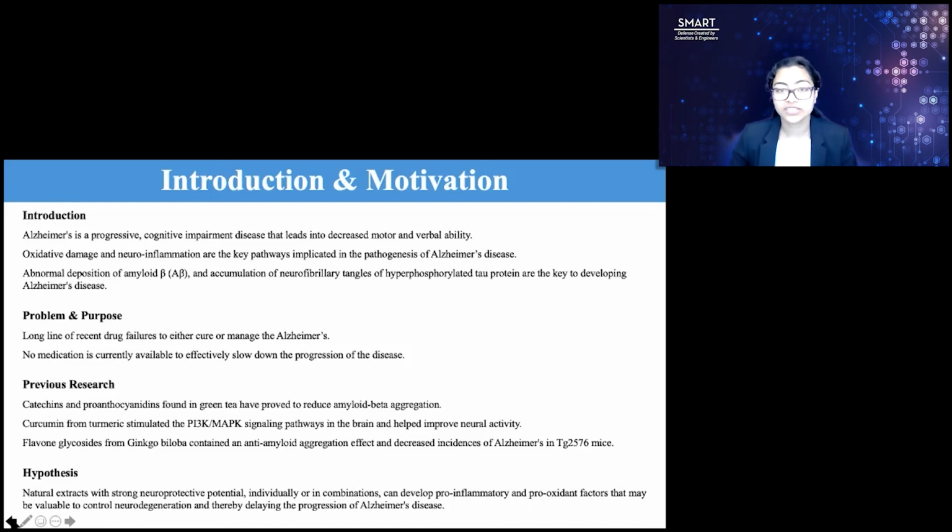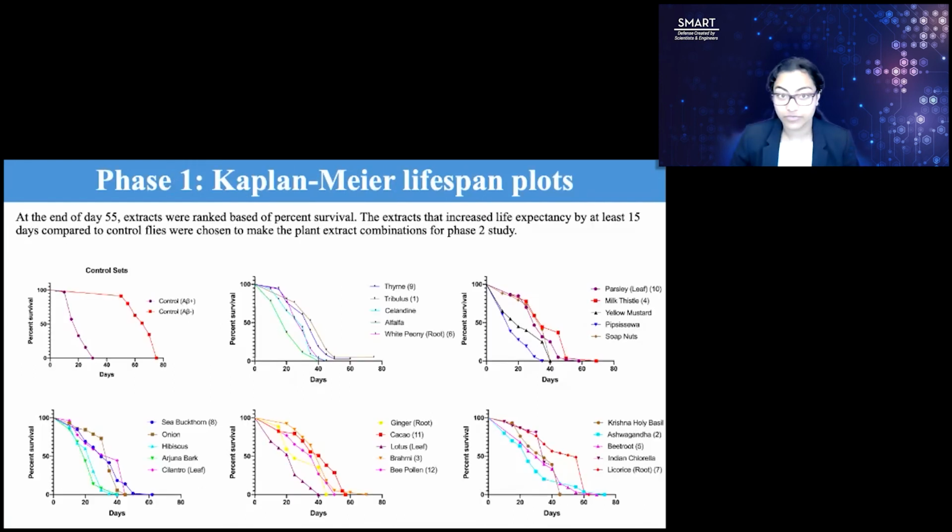And so in this phase 1 study, I took 30 natural extracts from organically grown plant leaves and roots that have extensive antioxidative and anti-inflammatory properties. The natural extracts are cooked with deionized water and mixed with a cornmeal molasses yeast fly food at concentrations of 1, 2, and 3 milligrams per milliliter. The lifespan of the crosses raised on the 30 extracts is recorded for 2 months, and Kaplan-Meier lifespan plots were used to identify extracts that improve the lifespan the most in first-generation Drosophila.